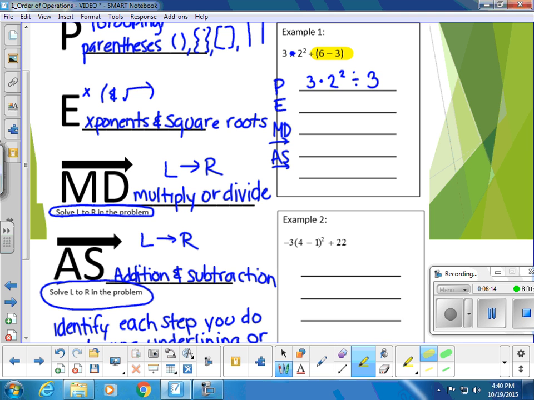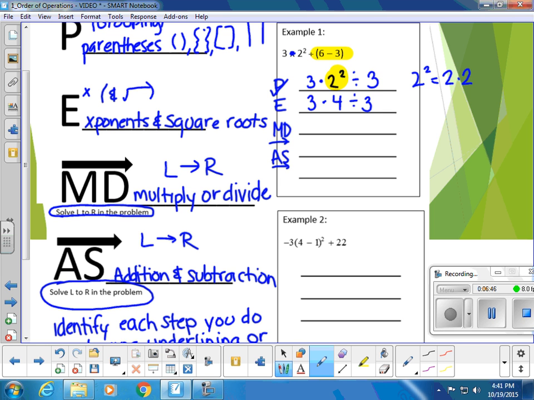Bring out my highlighter. My next step is to do, because I did my parentheses, now I'm going to do my exponents. So my exponents right here, 2 squared, which means, remember, 2 squared equals 2 times 2, which is 4. And I'm going to bring down everything else that I didn't highlight. So now I've got 3 times 4 divided by 3.